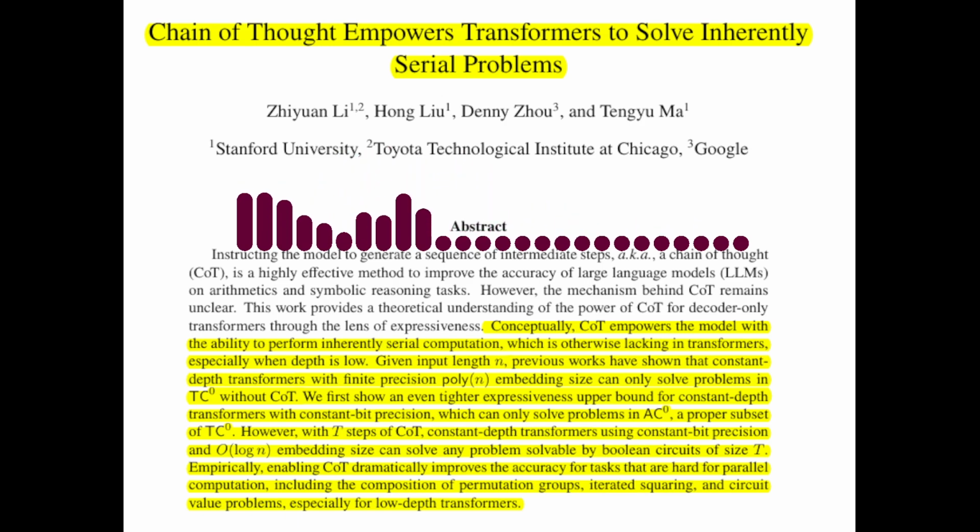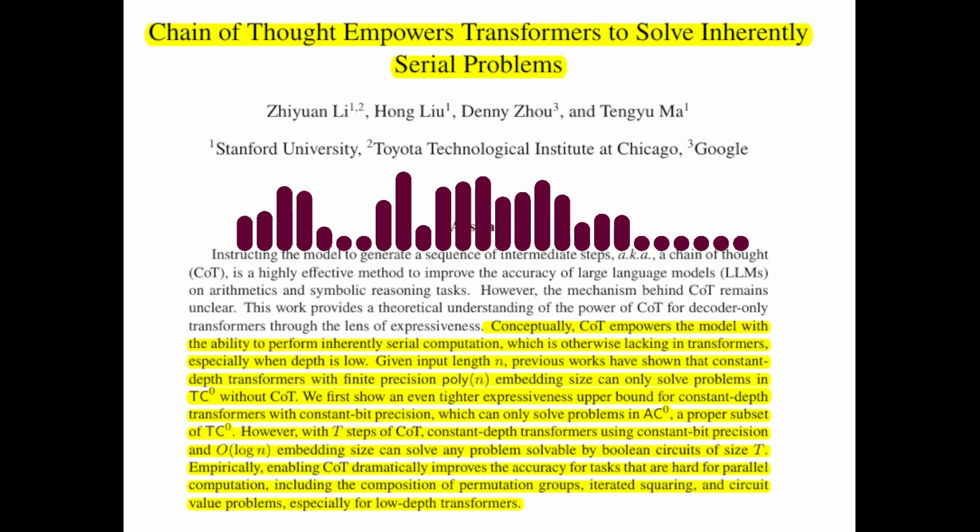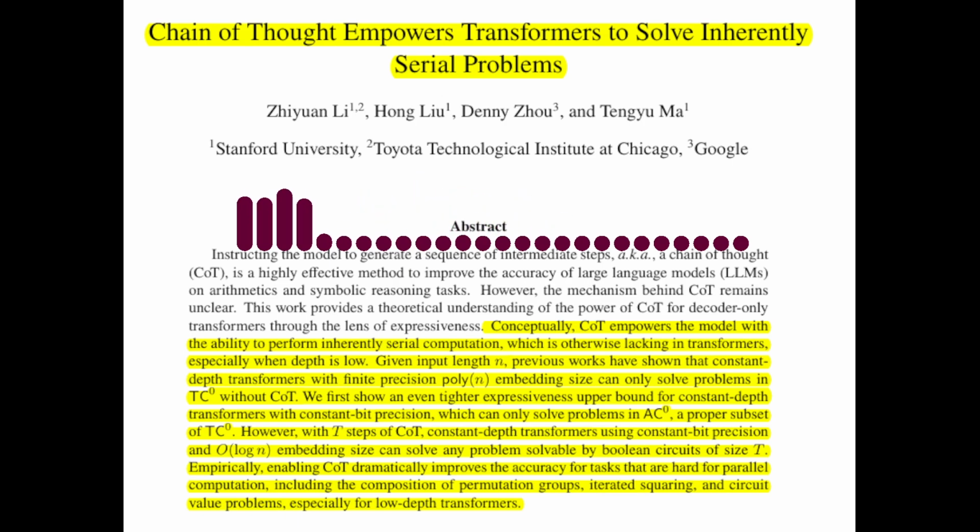It seems like chain of thought prompting is a powerful tool for unlocking the reasoning abilities of transformers. Do you think this approach will be widely adopted in future language model development? It's certainly a promising approach, and it's already being explored in various applications. The simplicity and effectiveness of chain of thought prompting make it a valuable tool for improving the reasoning capabilities of language models. It's likely to play a significant role in future research and development.